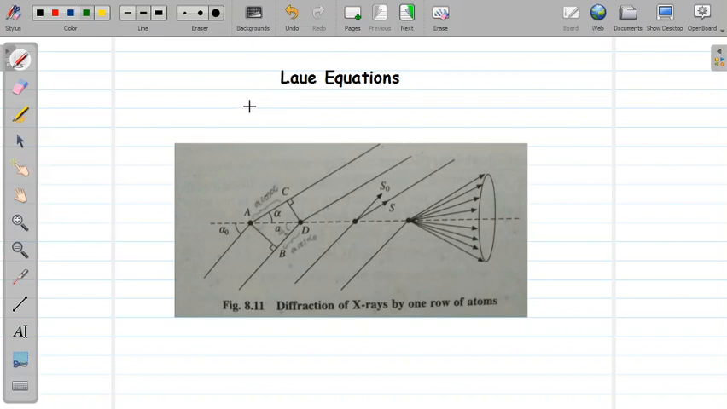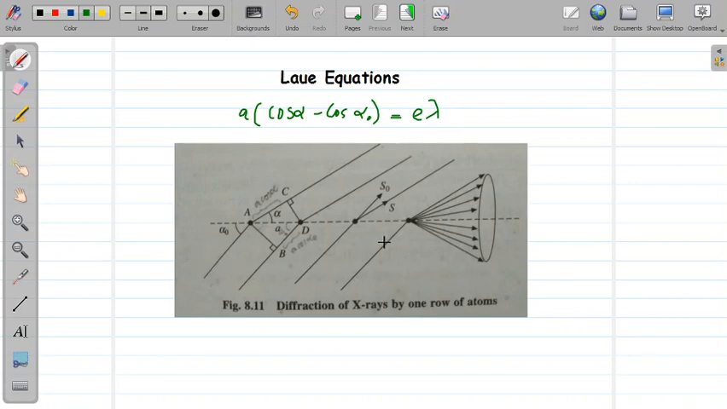Hello friends, let us continue the derivation of Laue equations. We have already derived the Laue equation in one dimension given by a (cos alpha minus cos alpha 0) equal to h lambda. If this condition is satisfied, then the rays falling onto a one-dimensional crystal will constructively interfere and we will get a bright spot, a bright diffraction pattern.